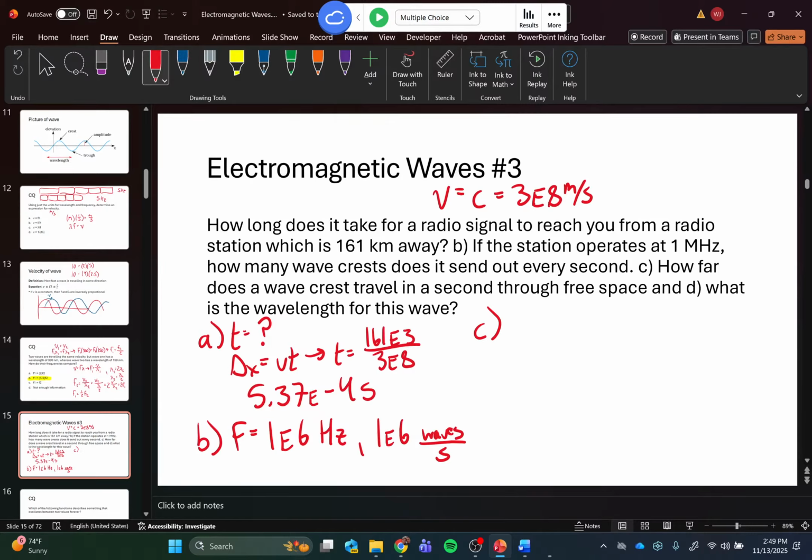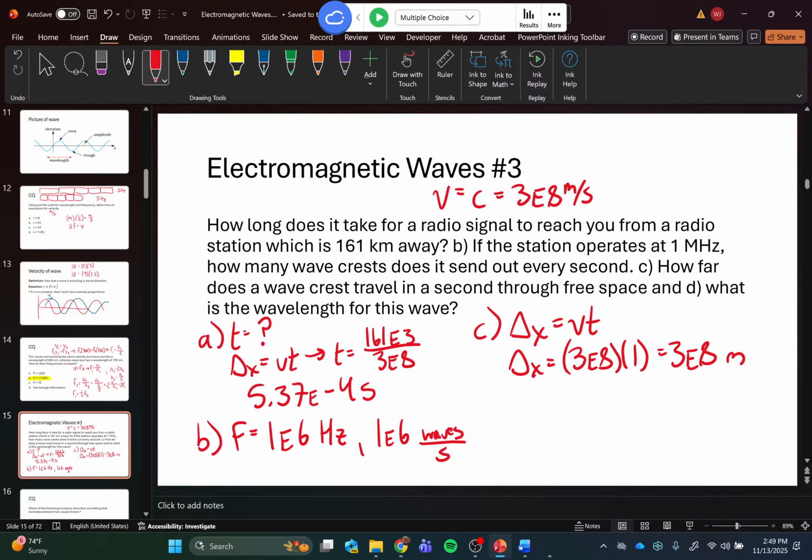All right. How far does a wave travel in a second through free space? Oh my gosh, it's the exact same equation as we started with. How far does it travel? That's just delta x. This is also super easy. 3e8 times 1 second. How far does it travel? 3e8 meters. That is the definition of velocity. So this is a really good problem just to see, do you know what the things mean?